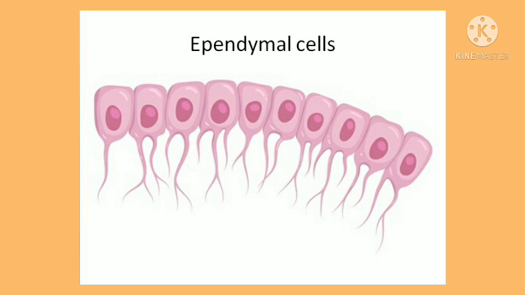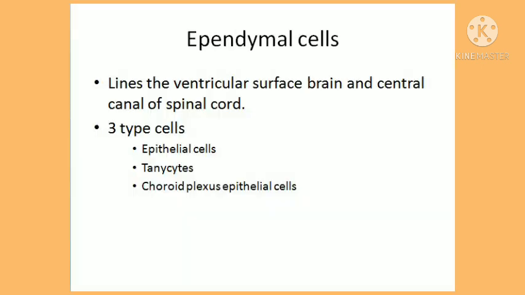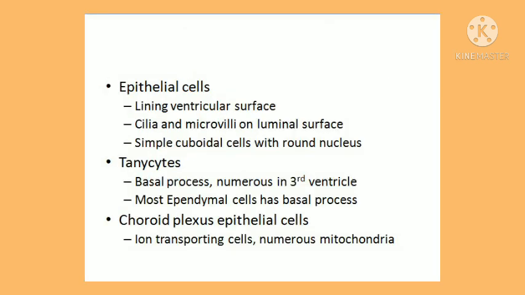The ependymal cells line the ventricles of brain and central canal of spinal cord. The ependymal cells are of three types: ependymocytes or epithelial cells, tanycytes, and choroid plexus epithelial cells. The epithelial cells or the ependymocytes are cuboidal or columnar in shape with tufts of cilia on their luminal surface and constitute the majority of the ependymal cells.